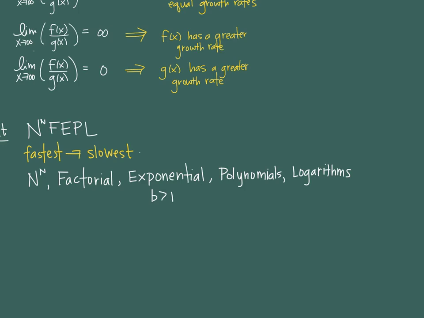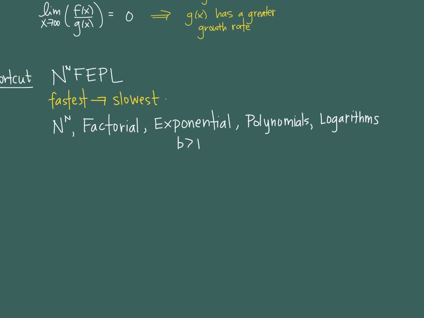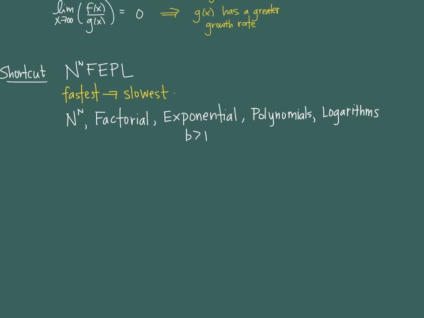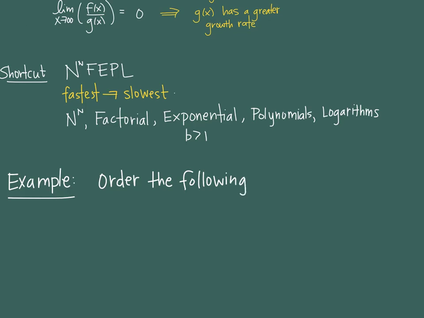So N-FEPL would help you put those in order. An example maybe of a multiple choice would be something like: order the following functions according to their growth rate. And then you'd have multiple choice where they were all different orders and you just have to pick the right one.